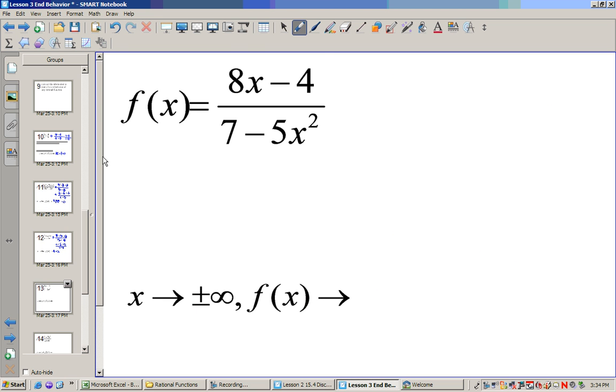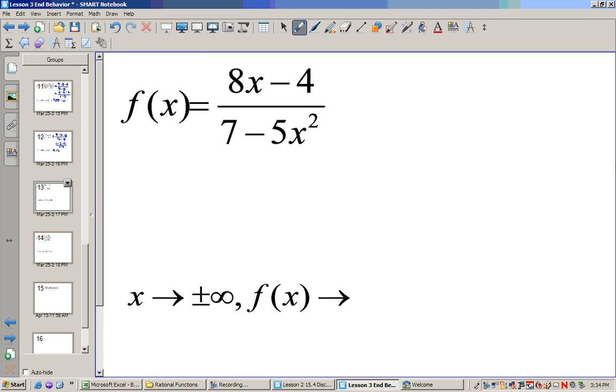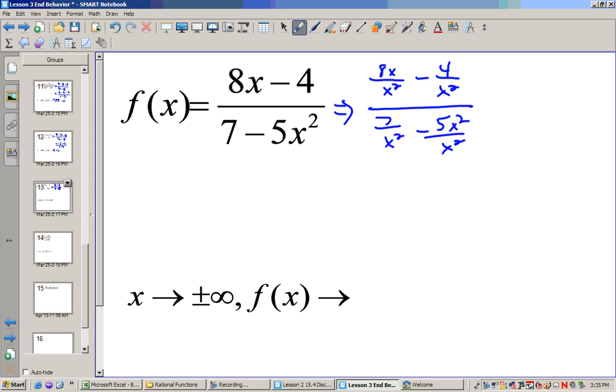Now take a second and try this one and see what you get. Alright, hopefully you're done. This is going to go to 8x over x squared minus 4 over x squared, all over 7 over x squared minus 5x squared over x squared. So that's going to bring us to 8 over x minus 4 over x squared divided by 7 over x squared minus 5. So all of these go to 0. So 0, 0, 0, 0 over negative 5 is going to be 0.